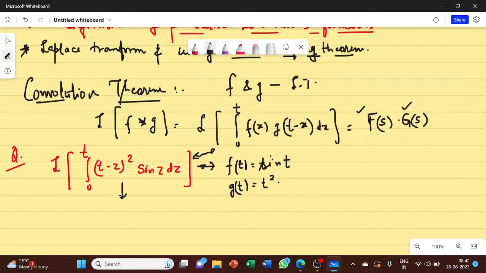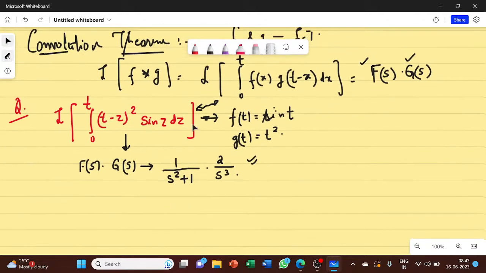So the Laplace transform of this convolution is simply the Laplace transform of f into the Laplace transform of g. The Laplace transform of f is 1 upon s squared plus 1, into the Laplace transform of t squared, which is 2 factorial divided by s cubed. So the Laplace transform of the convolution of these two functions, f and g, is simply 1 upon s squared plus 1 times 2 upon s cubed.